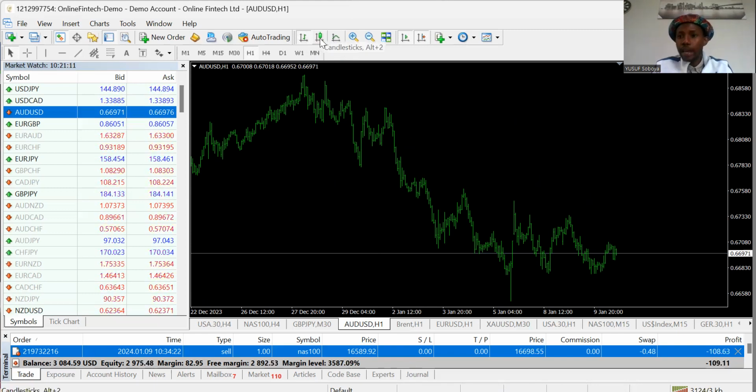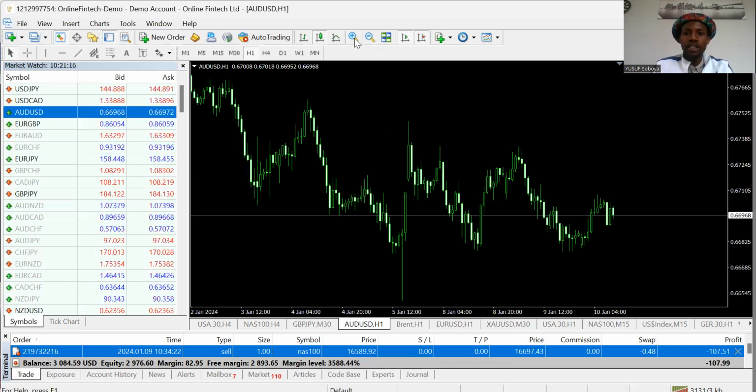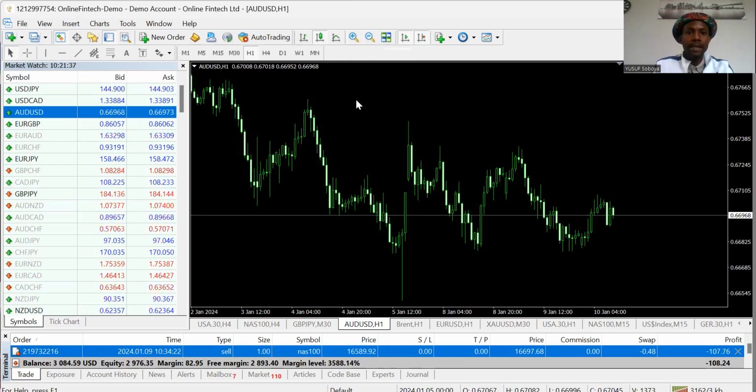So I would like to put on a candlestick so that I can see the chart in candlestick form. There are different types of forms: a bar chart form, a candlestick form, and a line chart form. You can use a different one based on how you analyze your trades. So again, zoom a little bit bigger. Okay, go back. Another thing that I do mostly when analyzing is go to a bigger time frame.